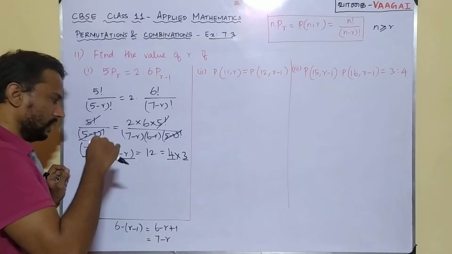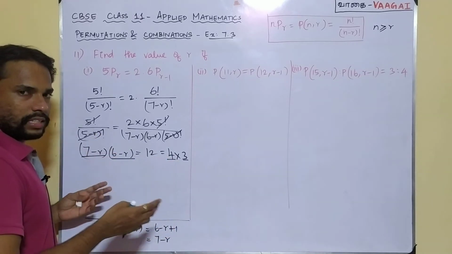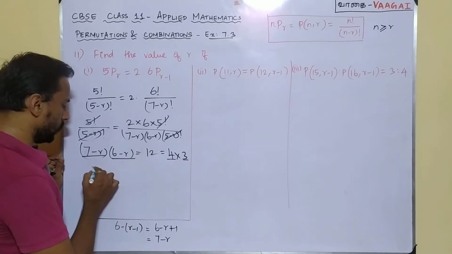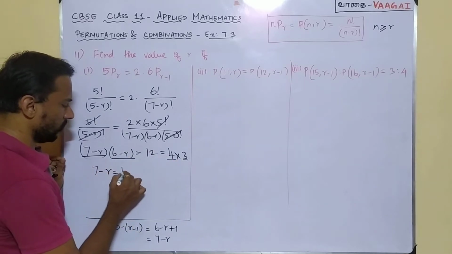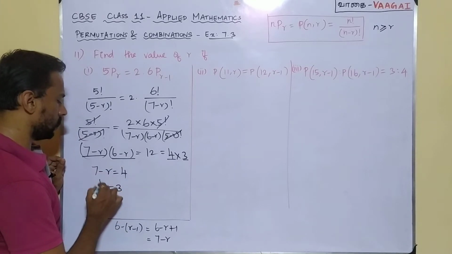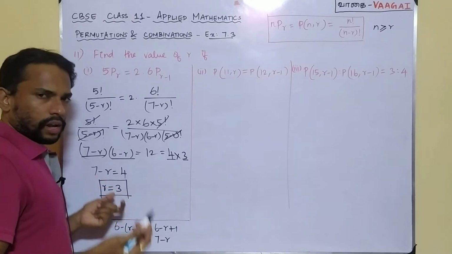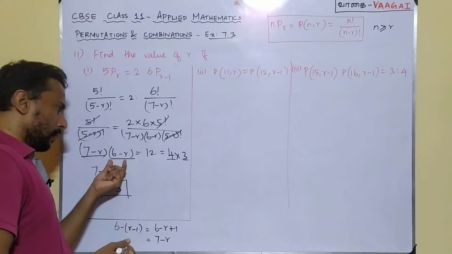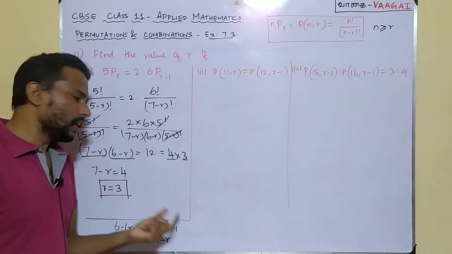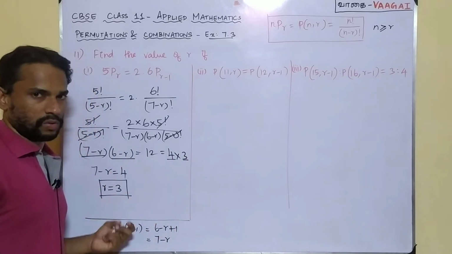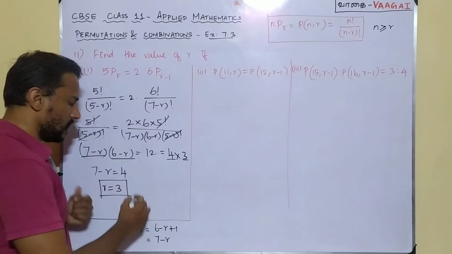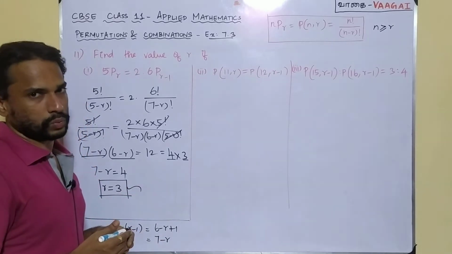So in that sense, I will compare this 7 minus r with this 4. Once I do it, what will I get? 7 minus r is equal to 4, which gives r is equal to 7 minus 4, which is 3. Or otherwise, even if you compare 6 minus r with 3, that is 6 minus r is equal to 3, you will again get r is equal to 3. So r is equal to 3 is the answer for this question.